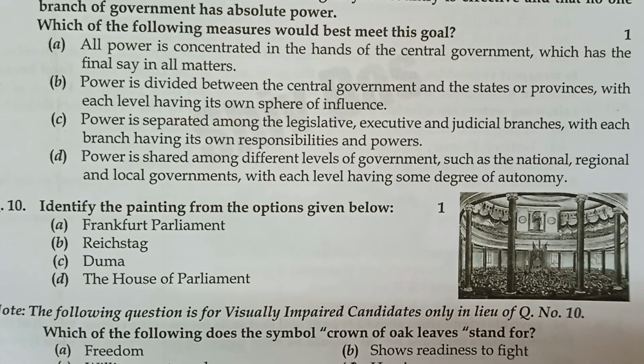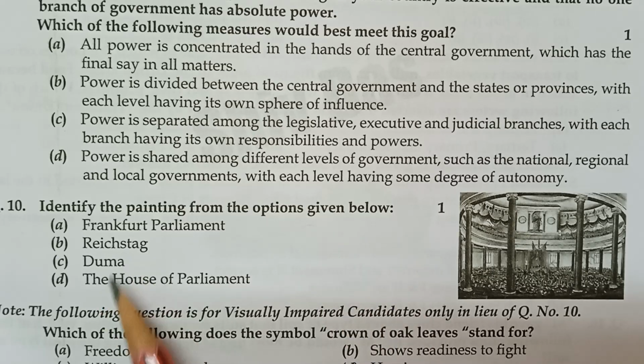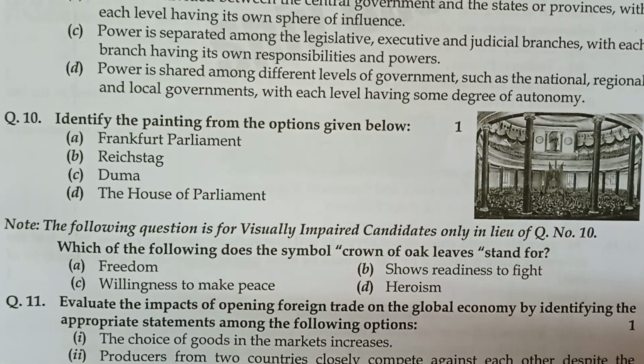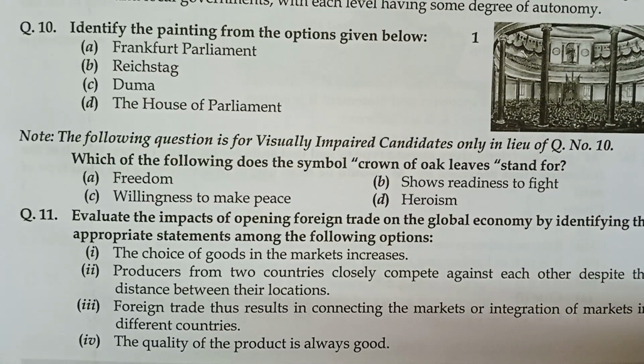Now next, question number 10. Identify the painting from the options given below. You have four options, and you can see that the picture is given here on your right side. You can identify the exact answer, choose it, and write it properly.